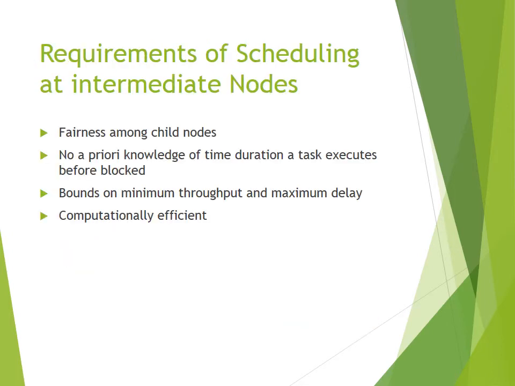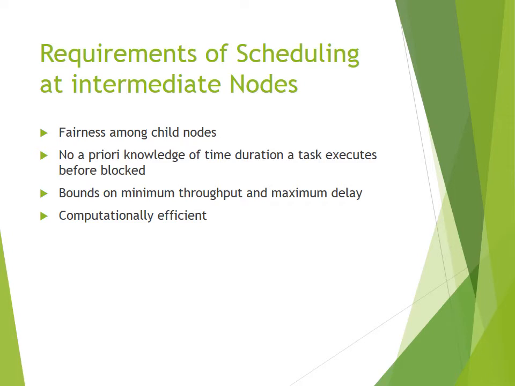On this page, there are 4 requirements of scheduling at intermediate nodes. The first one is to allocate the residual bandwidth fairly among its subclasses. As shown in the previous example, if there are no eligible threads in the hard real-time class, then its allocation should be partitioned between the soft real-time and the best effort nodes in the ratio 3 to 6.